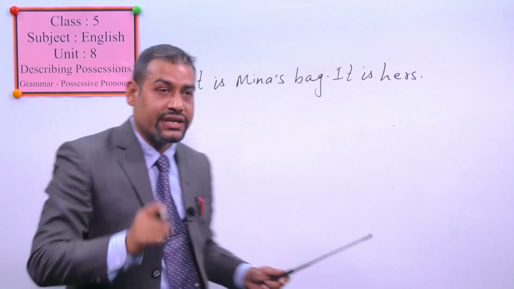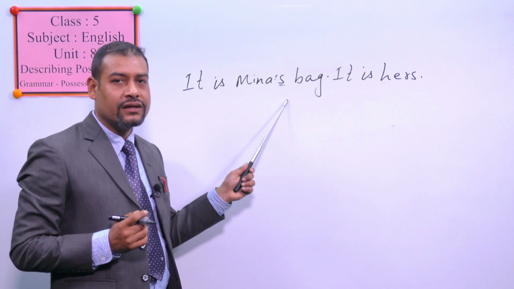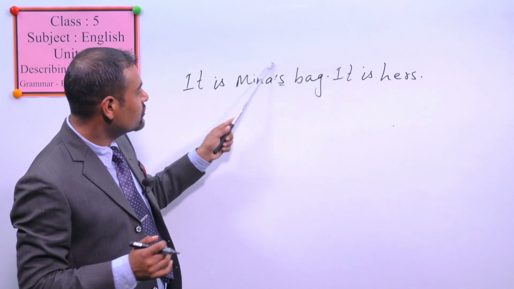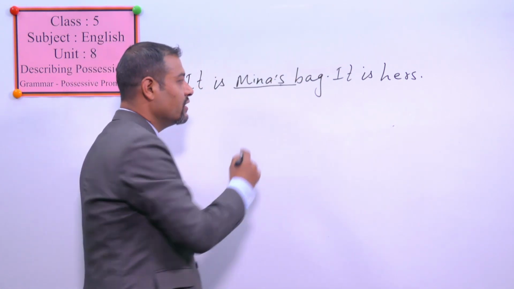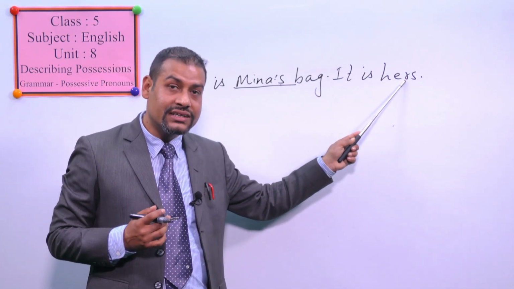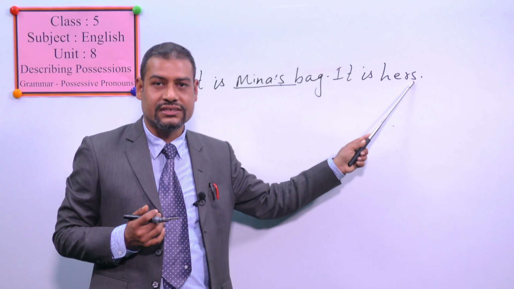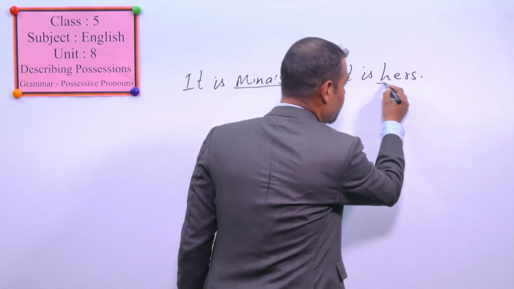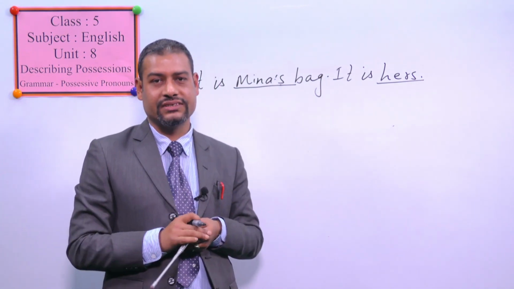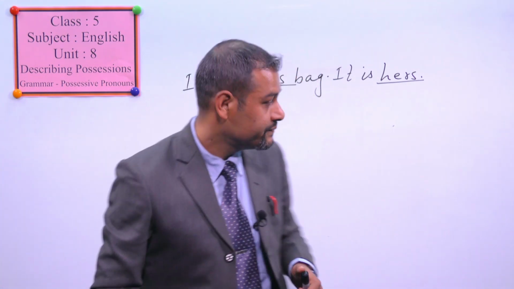See, if you want to use the name, then you have to use the name with an apostrophe and s to show the possession. But if you don't want to write the name and want to replace it with a pronoun, you have to use a possessive pronoun. If you write here, it is her, it will be wrong. So the possessive pronoun for Mina's is hers. So this is what we call possessive pronouns. And today we are learning possessive pronouns. For it, I want to make it clear through this table.